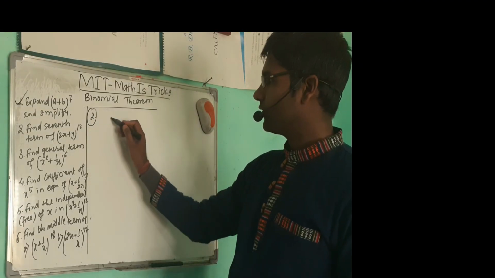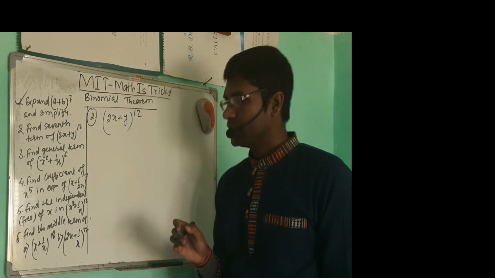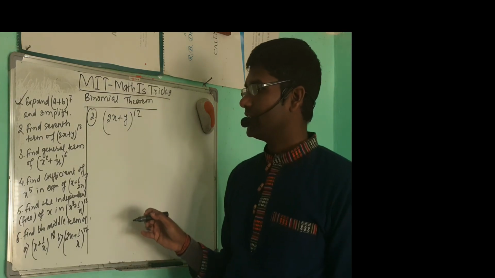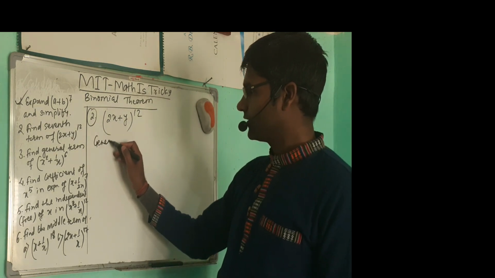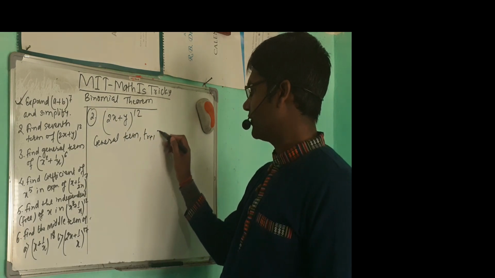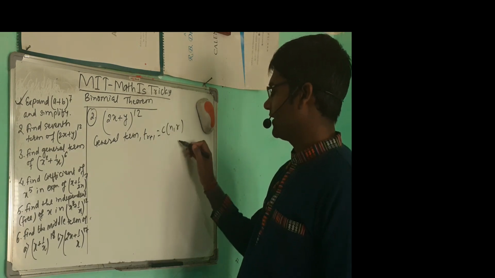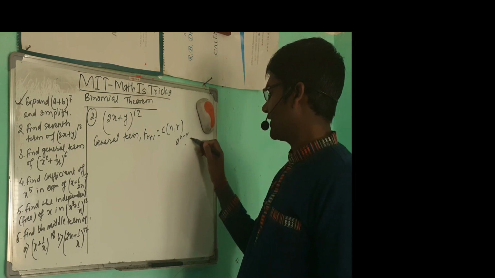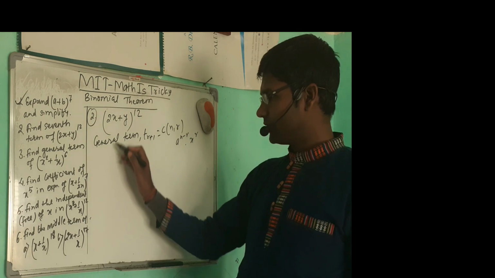Now let me solve number 2. Number 2: find the seventh term of (2x plus y) whole power 12. So to find the seventh term, first we write the general term. So the general term is T r plus 1. Hope you remember that formula. It is nCr a power n minus r times x power r. This is your answer. So now let's find the general term in this case.